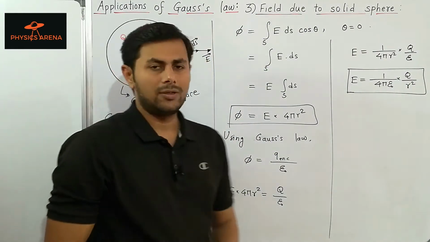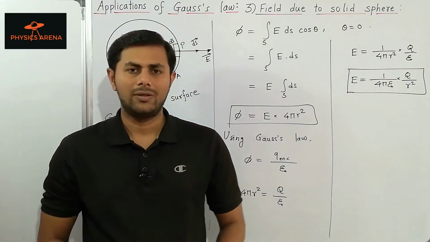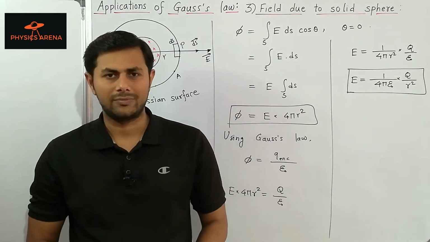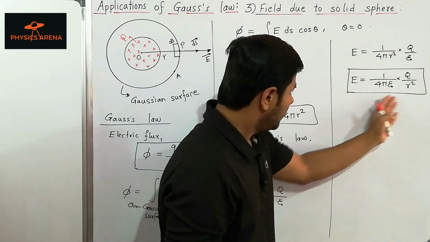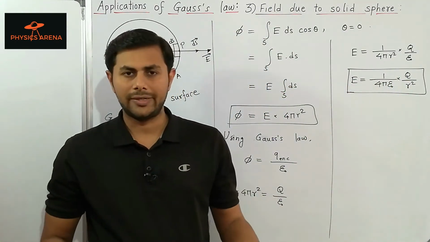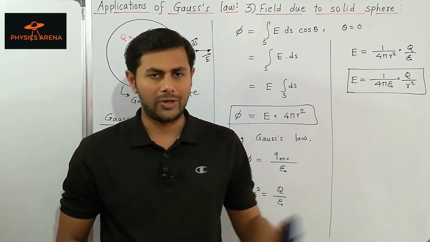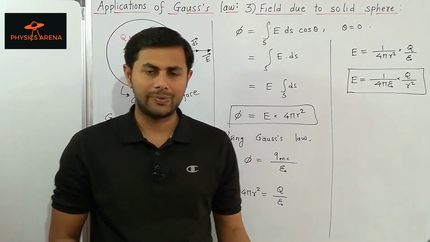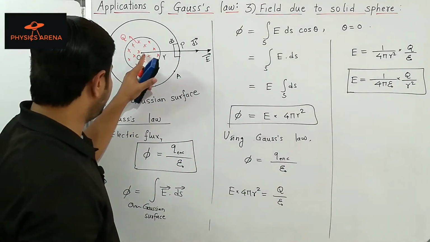Alright, so this is the magnitude of electric field due to uniformly charged solid sphere. Now by looking at this formula, it is very clear that the electric field due to this solid sphere at an outside point, a point which is outside the solid sphere, behaves just as if some positive charge is kept at the center of the sphere.